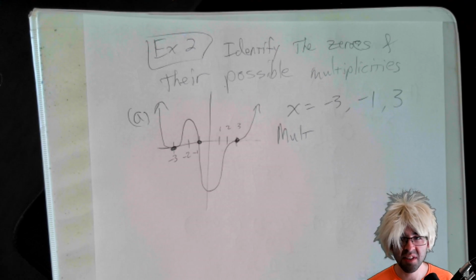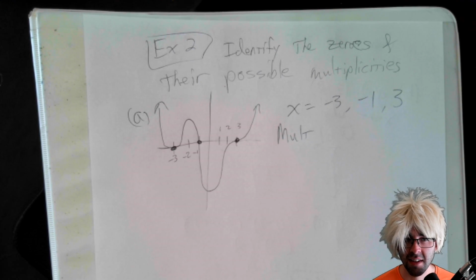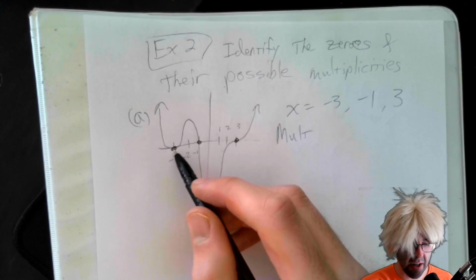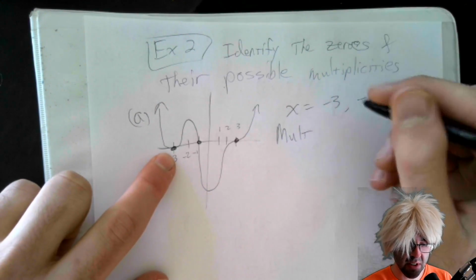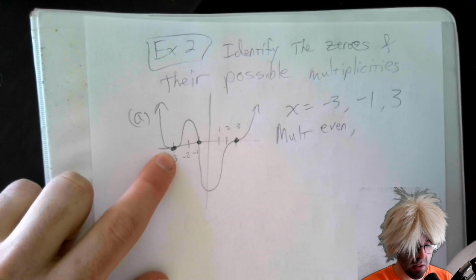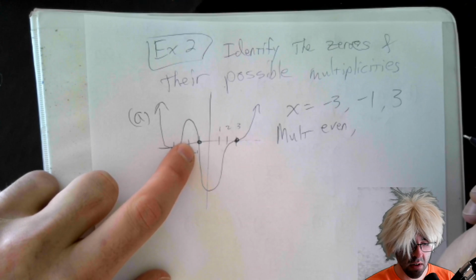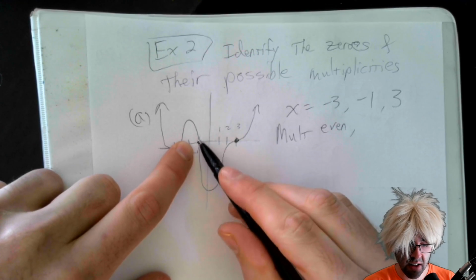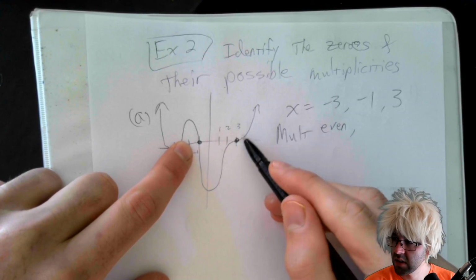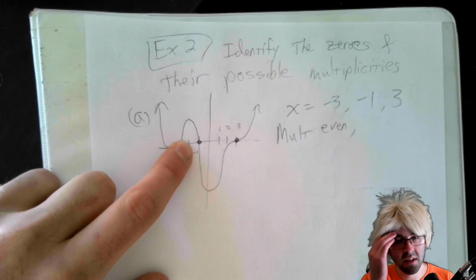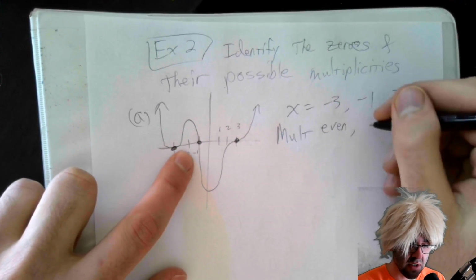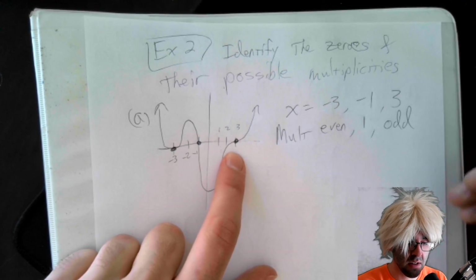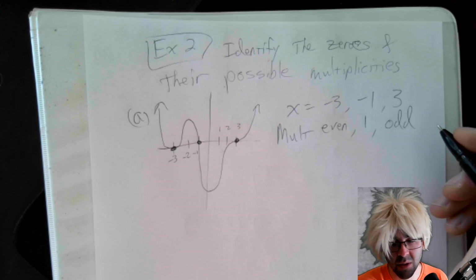So remember, even multiplicity is when it bounces. So this is going to be even multiplicity. We don't know if it's multiplicity 2, 4, 6, or whatever, but we know it's even multiplicity. What about this one? Well, certainly not even, but it's not the same situation as this either. This crosses kind of like a line, and this crosses like a cubic function. So the multiplicity of this one is just going to be 1, and the multiplicity of this one is going to be odd. But we don't know what odd number. Some odd number, at least 3.